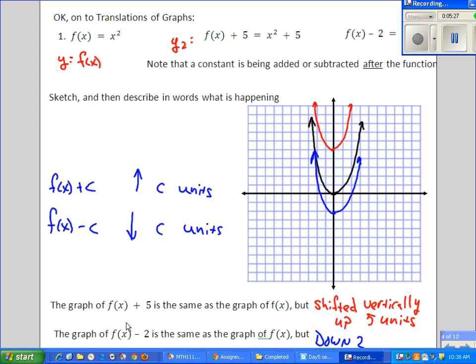And what's happening is if we take any function, tack a plus 5 on the end, it's going to shift the graph of that function vertically up 5 units. If we subtract 2 off the end of any function, it's the exact same graph, but shifted down 2. Again, play around with this on your calculator, and you'll get the hang of it very quickly.